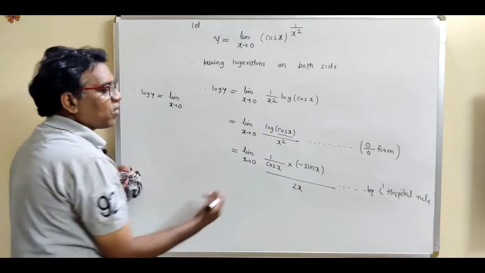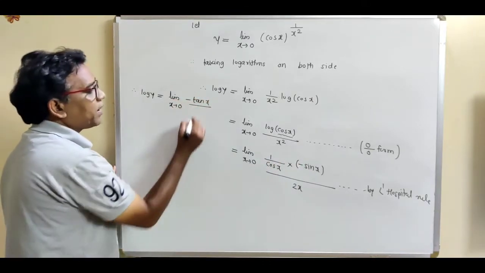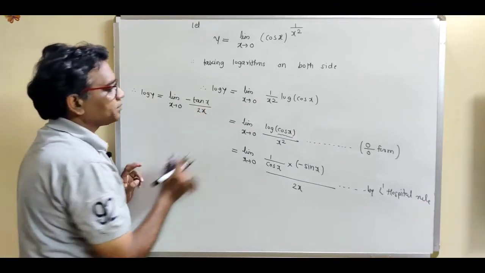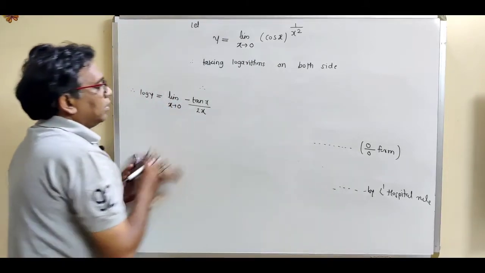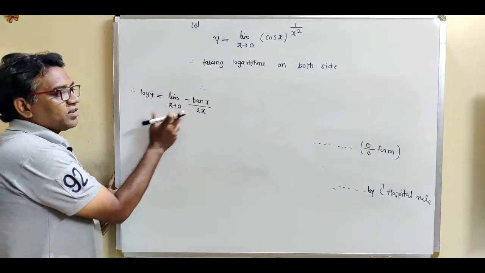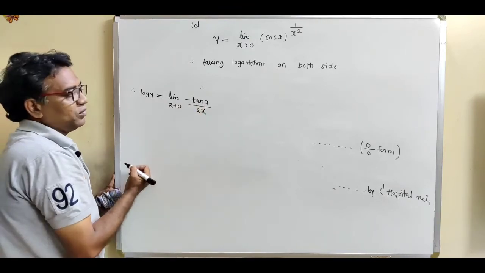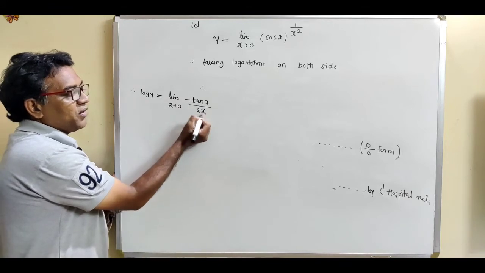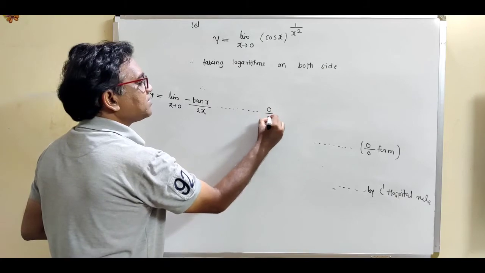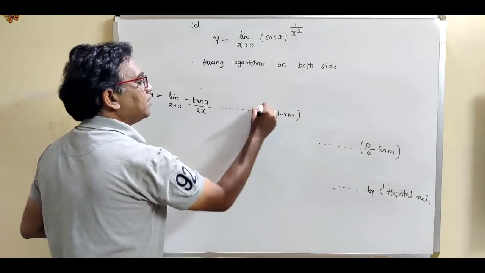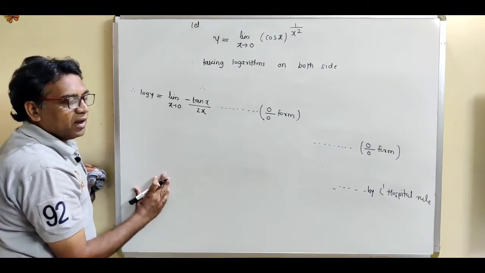Now sin x upon cos x is tan x. So this is minus tan x divided by 2x. Now if you put x equal to 0 in the numerator, tan 0 is 0, so the numerator will be 0. Put x equal to 0 in the denominator, and the denominator is again 0. So we get the same standard 0 by 0 form, and once again we can apply the L'Hopital rule.